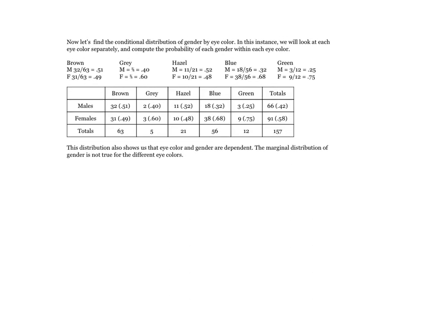Now, we could find the conditional distribution of gender by eye color. Okay, so this time we look at the eye colors separately. So I did the brown eyes first. There were 63 people with brown eyes, 32 were males, 31 were females. The split was 51-49%. And I did the same thing for gray, same thing for hazel, blue, and green. So this time we're looking this way on the table, at each eye color separately.